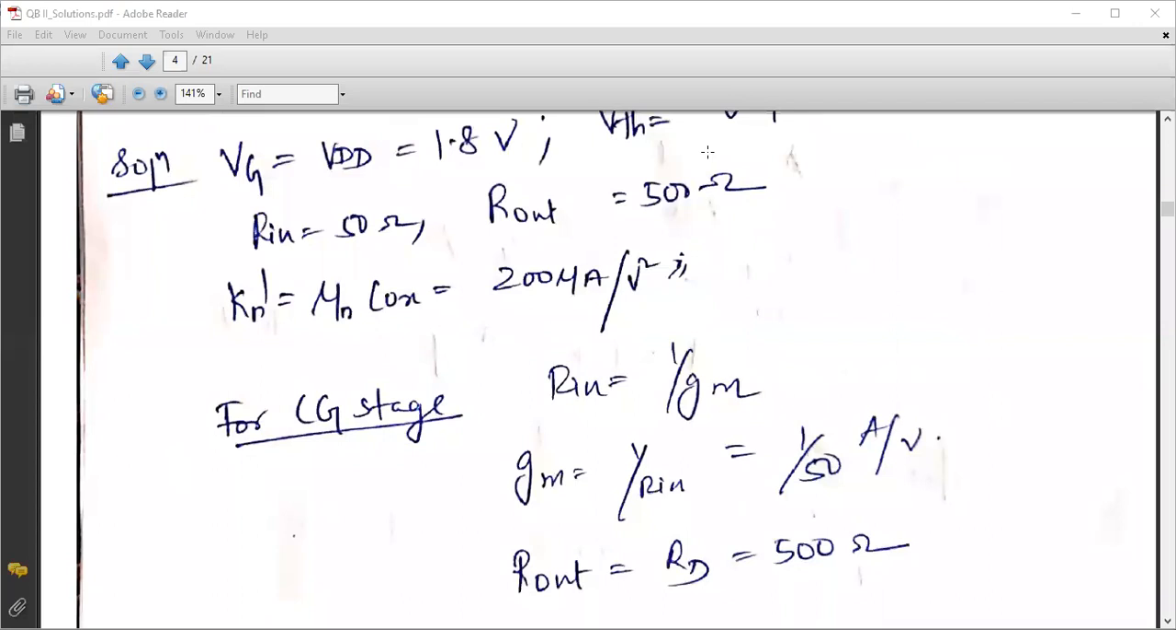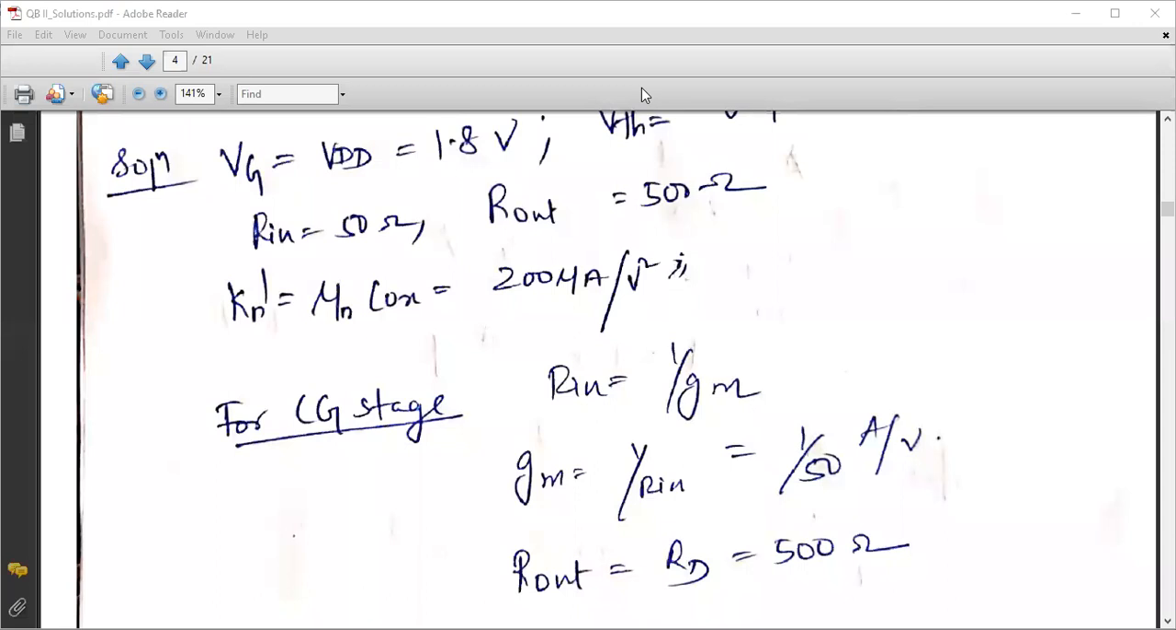Okay, we'll continue. So first, we need to find the value of GM, that is the transconductance. Then only we can find the aspect ratio, right? In order to find the transconductance, we need the value of input impedance, that is 50 ohm. And as far as the common gate stage is concerned, the input resistance is nothing but the reciprocal of the transconductance. And after rearranging, we will be able to find GM.